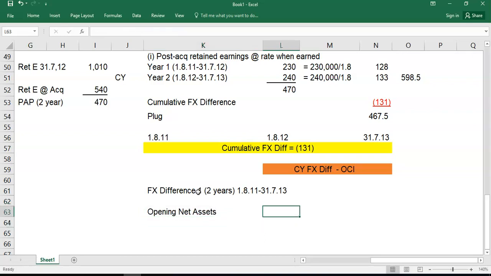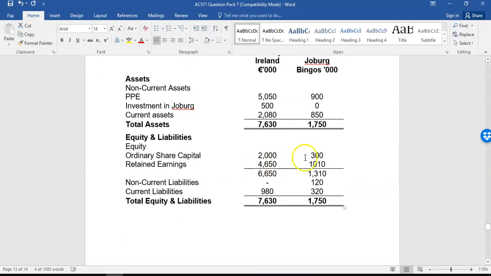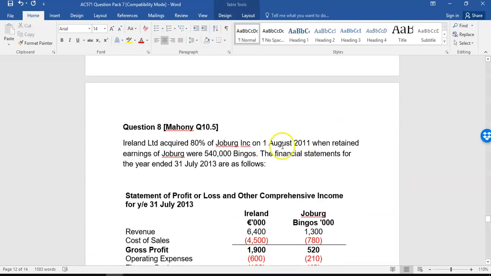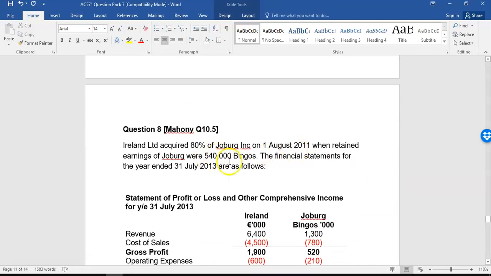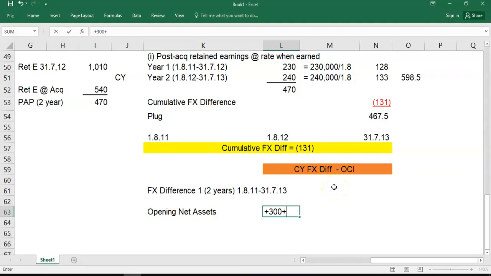and they are, if you look at your opening net assets, remember we're looking in Bingos initially, it's going to be the share capital, which is 300, and the retained earnings at that date, 540. 300 plus 540. So it's 840. And that is B.